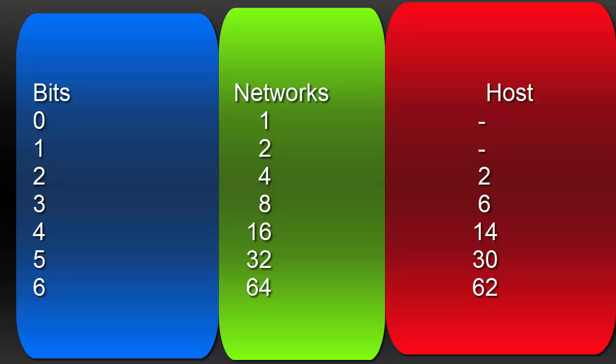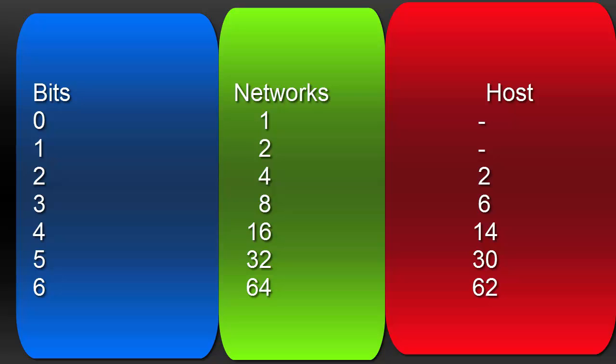4 minus 2 equals 2. 4 minus 8 equals 6. 4 minus 16 equals 14. 4 minus 32 is 30. So on and so on. That's how you make it. That's the easy way. So pretty much the most math you're going to have to do is doubling the networks.